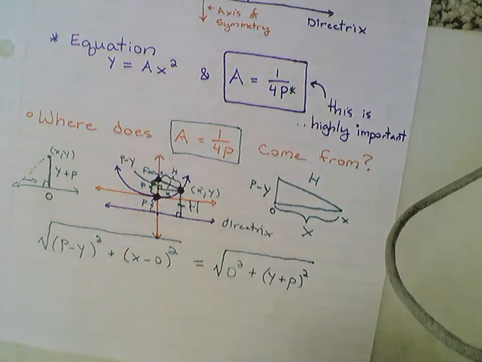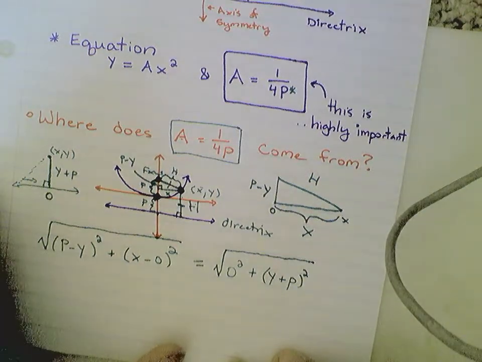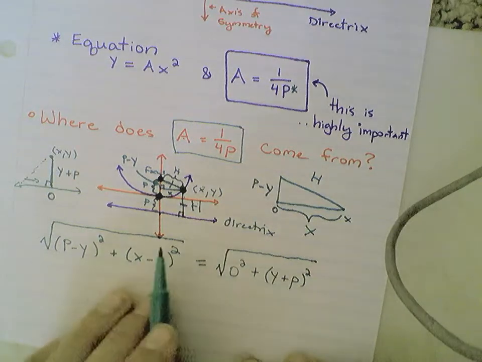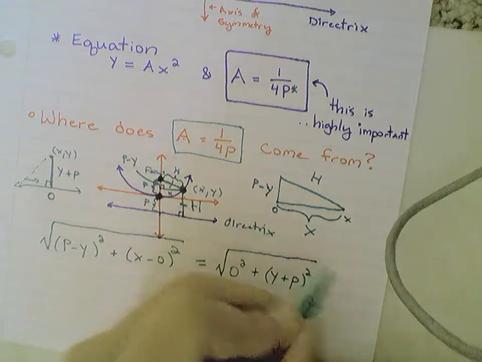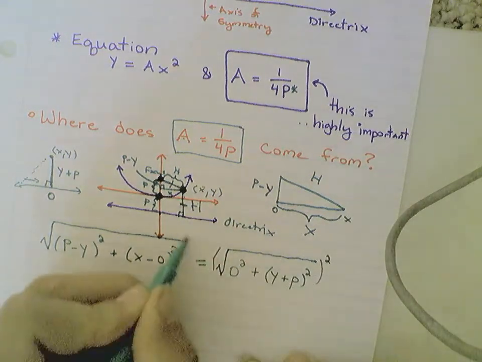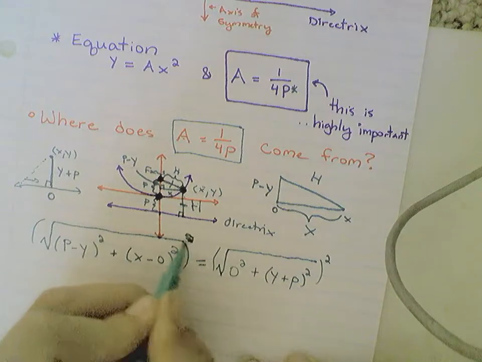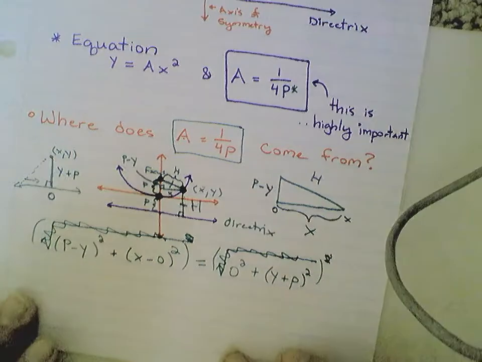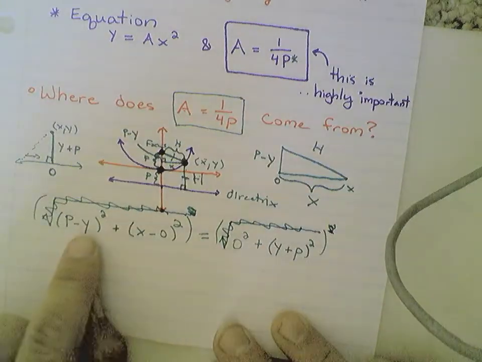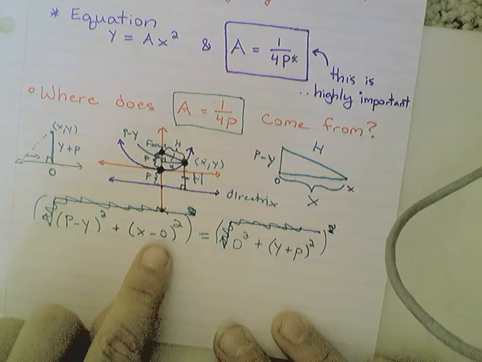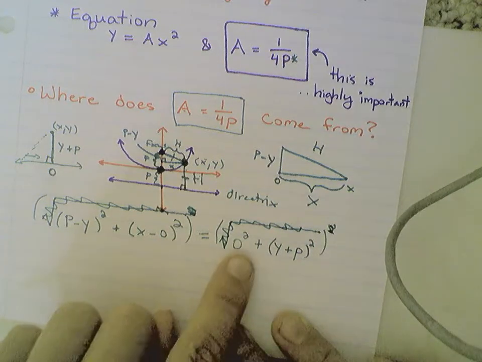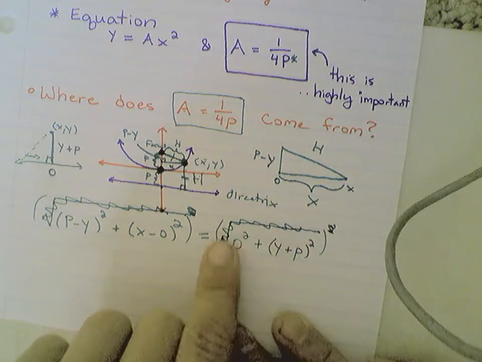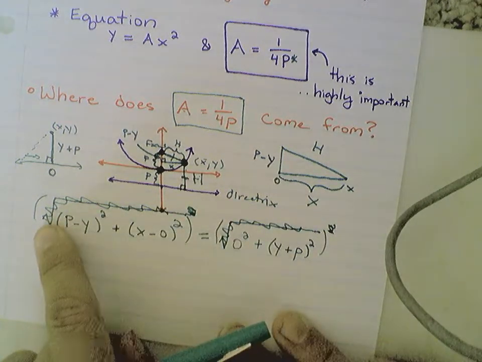Now, at this point it just becomes a simplifying problem, so I can clearly square both sides. You'll notice that if I square both sides of the equation, the squares and the square roots will cancel with each other, they'll go away. I'll be left with (p minus y) squared plus (x minus 0) squared equals 0 squared plus (y plus p) squared. Okay, so I've gotten rid of the radical signs on both sides of the equation.